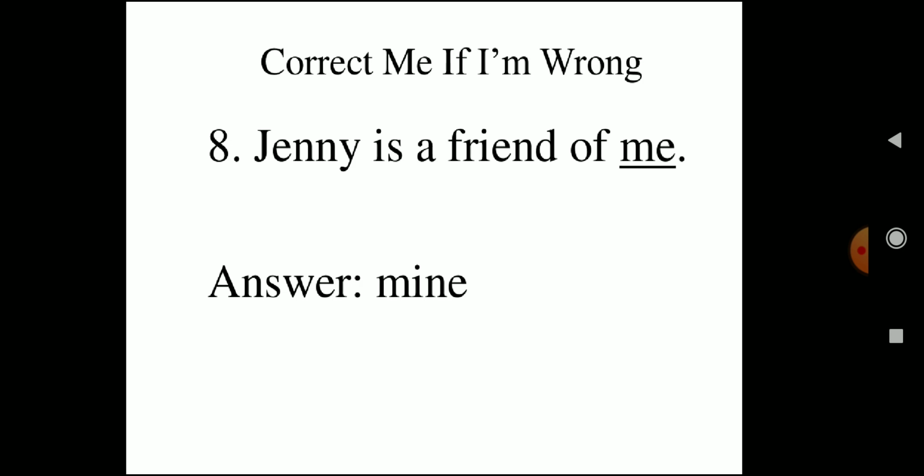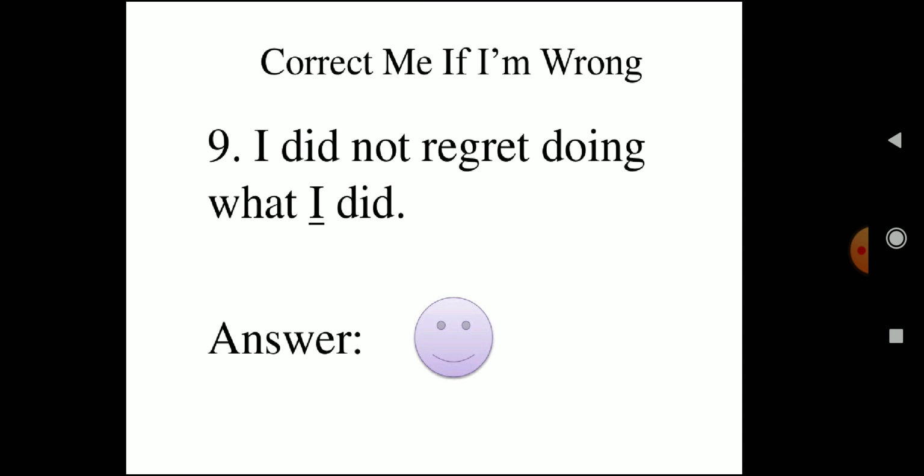Eighth one. Jenny is a friend of me. Me is what? Me is a possessive adjective, as I told you. And I told you that a possessive adjective is always followed by a noun. So over here, no noun is used. We cannot use me over here. We have to use mine. We have to use a possessive pronoun. Correct.